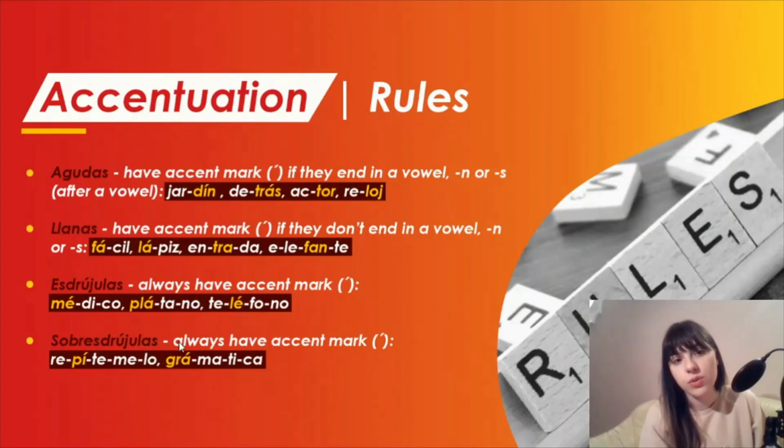Sobresdrújulas, also like esdrújulas, always have an accent mark. So let's see the examples. Repítemelo. The syllable before the antepenultimate is the stressed one, and it has the accent mark. And the last example is gramática. The syllable before the antepenultimate one is the stressed one, so it has the accent mark. So remember, esdrújulas and sobresdrújulas always have the accent mark.